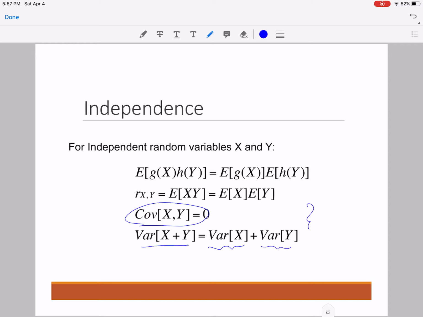Now these two items are really very important when you are trying to explain phenomena comprising multiple random variables. When there is reasonable grounds for assuming that the random variables are independent, these simplified equations help us to perform quite straightforward analysis.